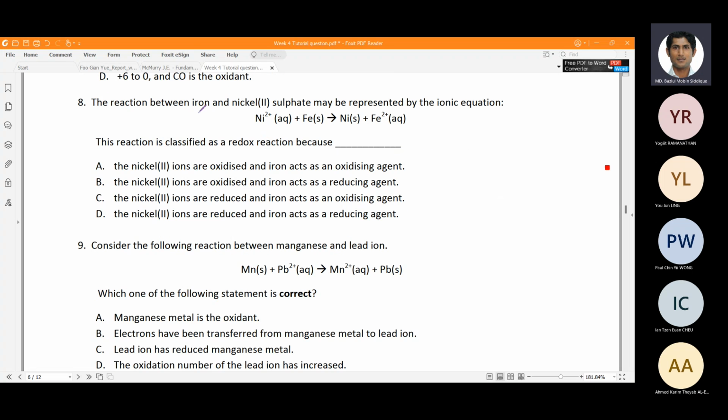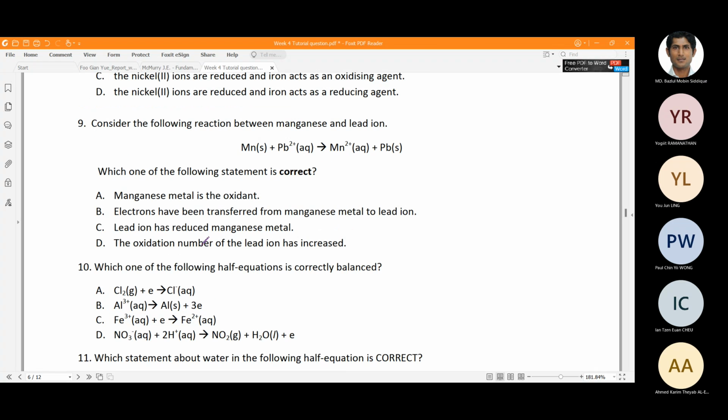8. The reaction between iron and nickel sulfate may be represented by the ionic equation. All right, this is the ionic equation. Now, nickel, iron, and nickel, iron 2+. This reaction is classified as a redox reaction because, of course, the oxidation state is changing. Nickel is becoming reduced, iron is being oxidized. I don't want to go for 9.